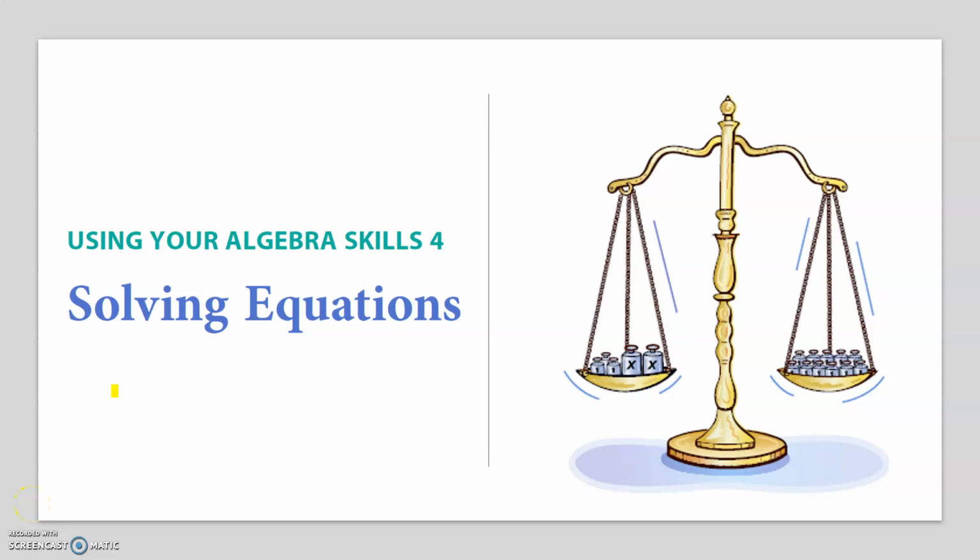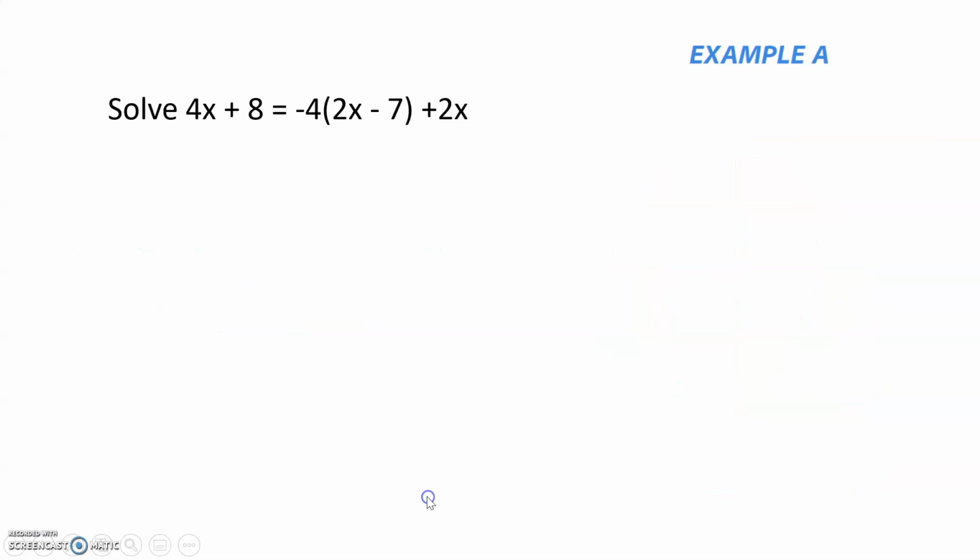This is the algebra skills review that goes along with Chapter 4. The topic is solving equations. So our first example goes through all the 5 steps to solve an equation.